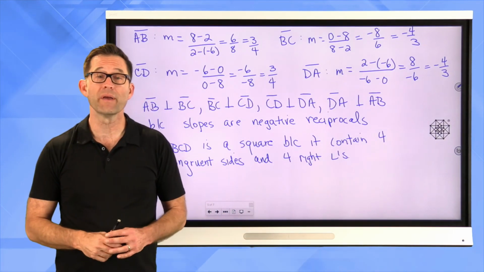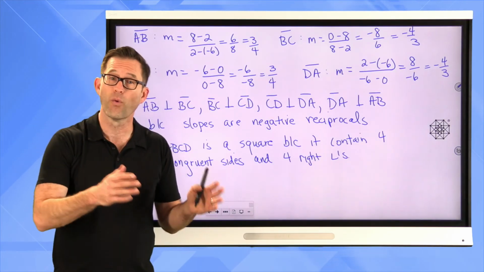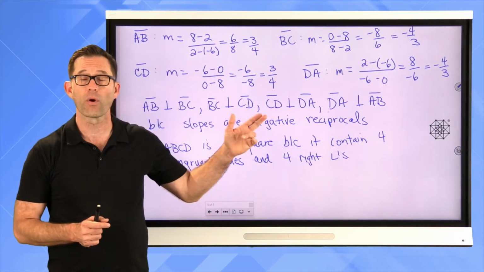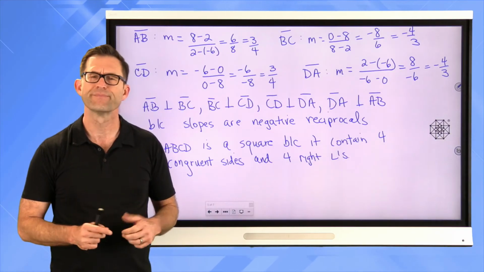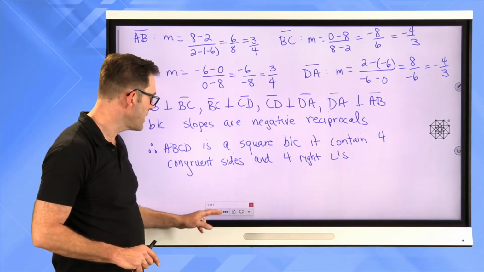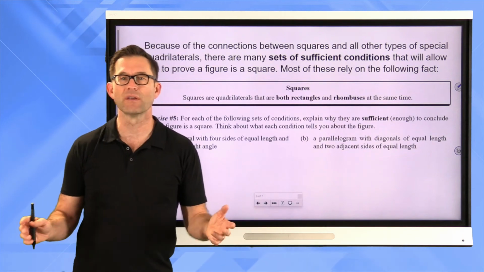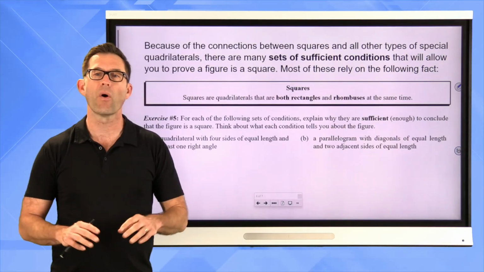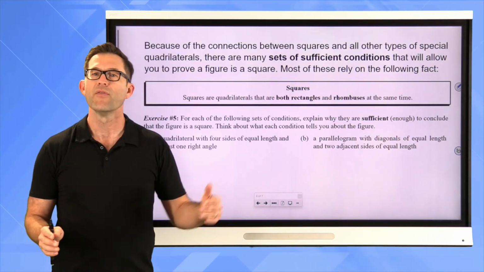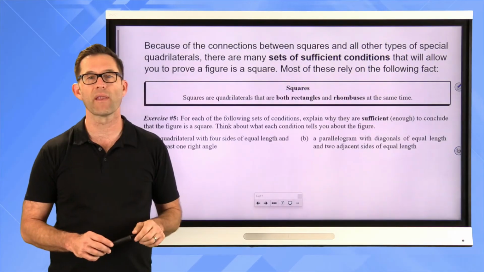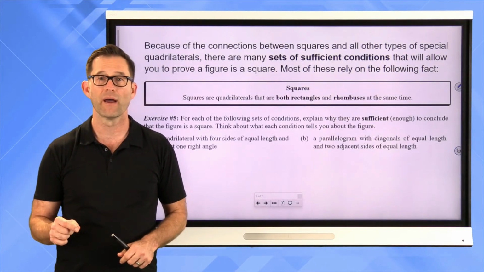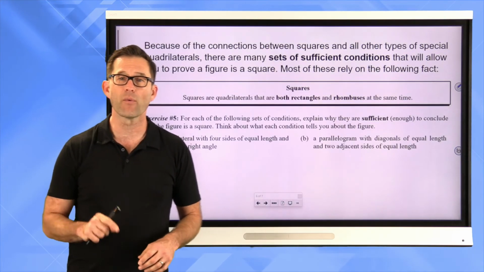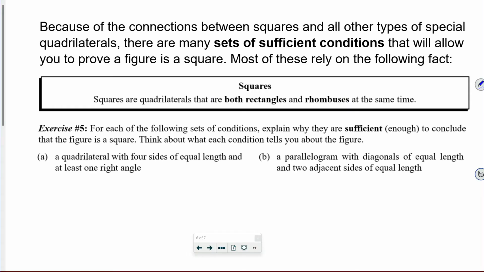And that's because what makes a square is complicated, right? 4 sides that are the same length and 4 angles that are right angles. Now, there are many, many ways, many sufficient conditions, right, to prove something's a square. Because of the connections between squares and all the other types of special quadrilaterals, there are many sets of sufficient conditions that will allow you to prove that a figure is a square. All right? Most of these rely on the following fact. Let's take a look at this. Squares are quadrilaterals that are both rectangles and rhombuses at the same time.